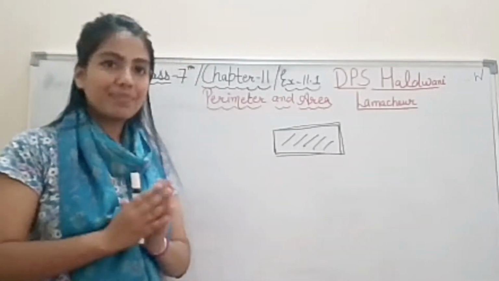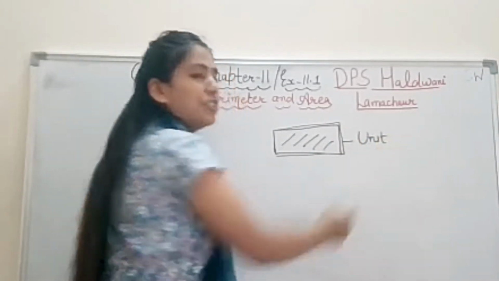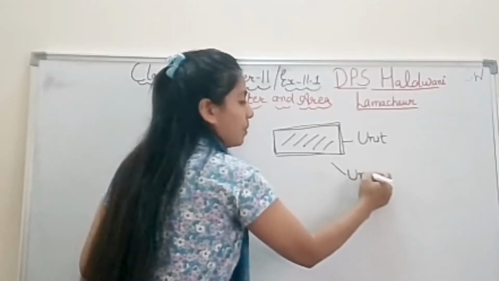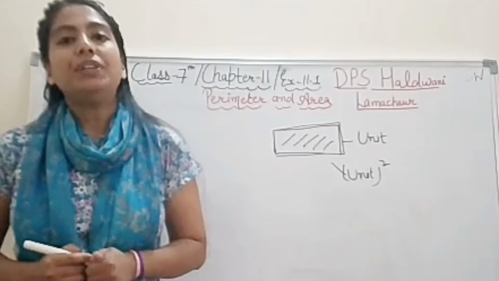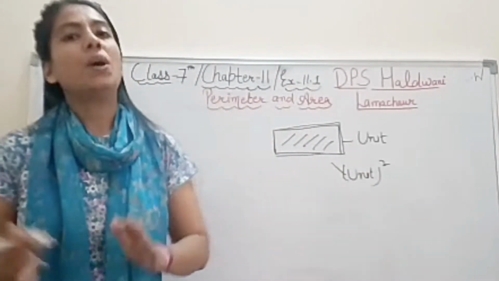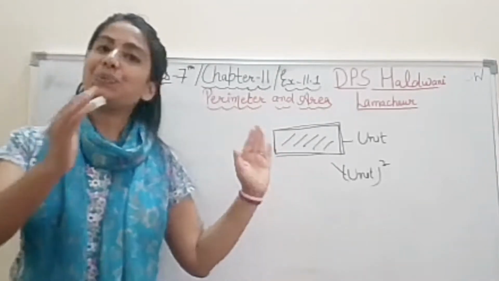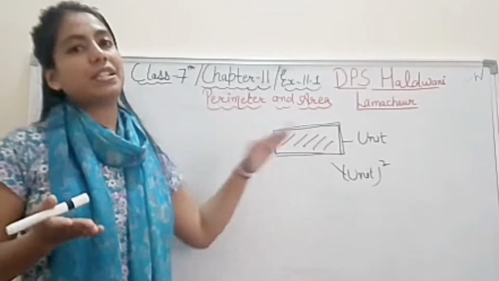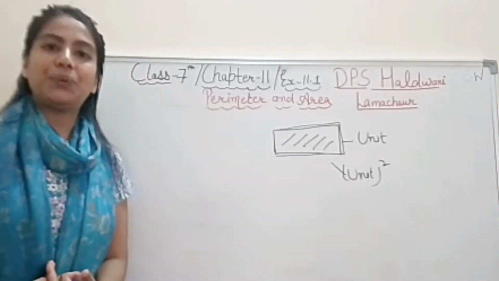The unit of perimeter is a single unit only, because it is a one dimensional figure, and the unit for area is unit square because it is two dimensional. That is why the unit will be unit square, meaning meter square, centimeter square, whatever. Although we have done this introduction in junior classes, I have done the recapitulation of this basic part. Now coming to the exercise questions.